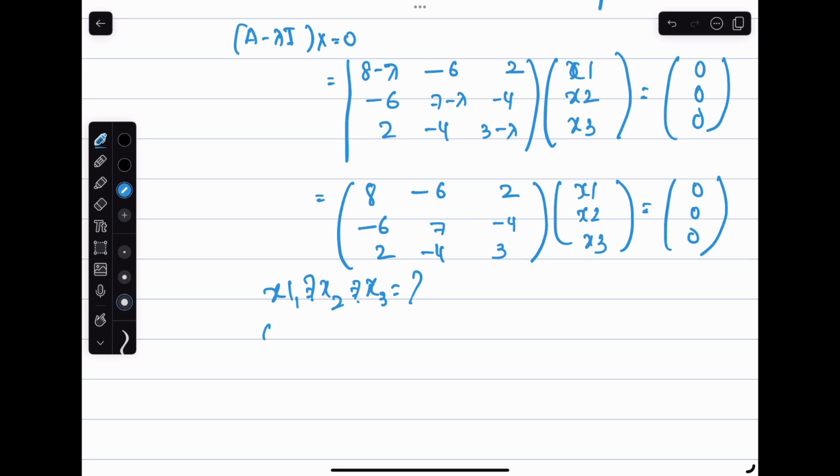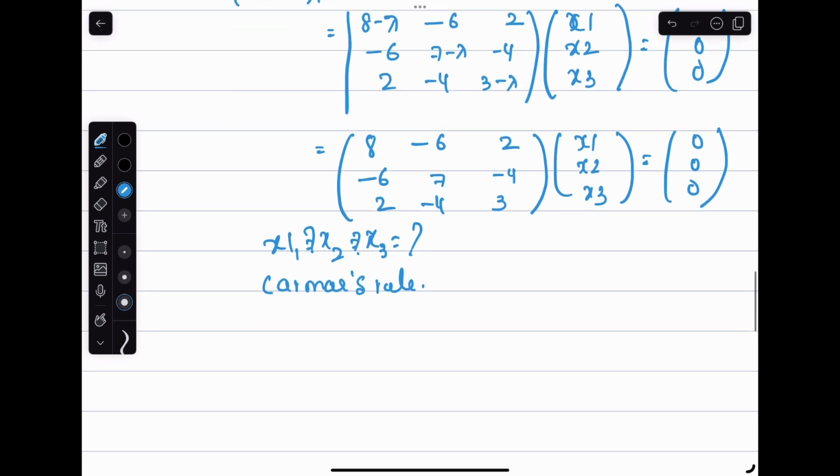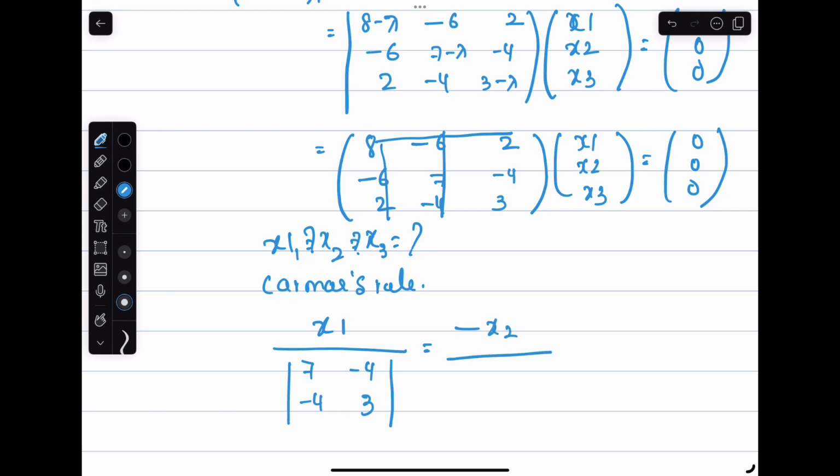So we have a technique called Cramer's rule. What we can do with Cramer's rule is hold the first row as a constant, and we will write it. So x1 will be what? You eliminate the first row and the first column, and for the remaining elements you have to find the determinant, that is 7 minus 4, minus 4, 3, minus x2. Okay, it's plus, minus, plus again.